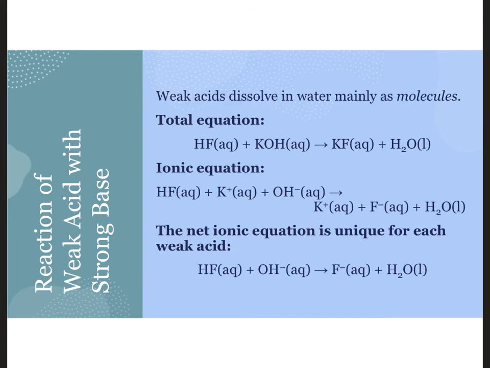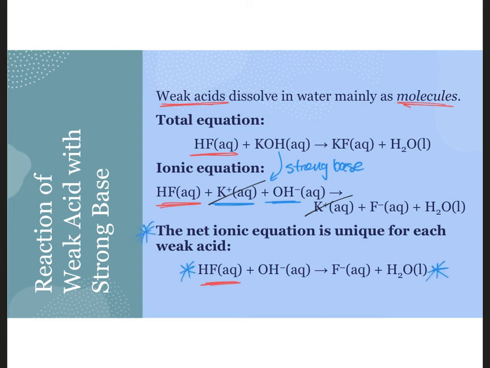reaction. A weak acid, strong base titration results in a slightly different equation. The weak acid, HF, is written as a molecule to reflect the fact that it's a weak electrolyte. The strong base is written as separate hydrated ions in solution, as we see that K+ is the only ion that is a spectator in this reaction. For this reason, the net ionic equation will be unique for every weak acid neutralization you encounter.